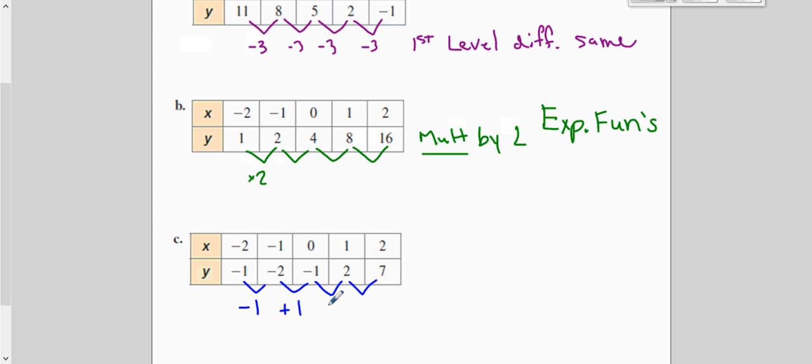All right, keep going. How do you get from -1 to 2? What would we have to add? 3. And 2 to 7, we would add 5. Good. Okay, so that was the first level differences. Clearly, they are not the same. So if the first level differences are not the same, it is not linear.